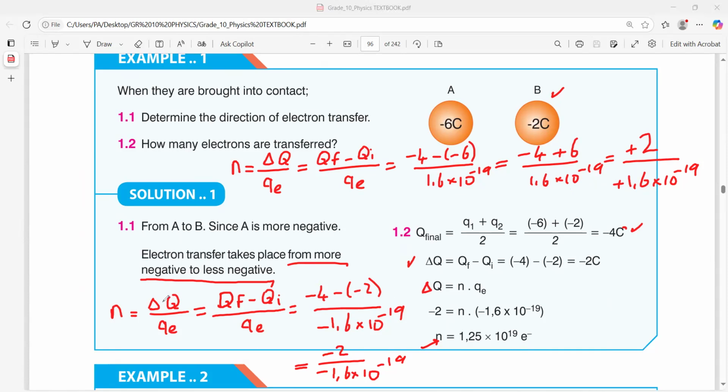So you can use delta Q. If you want, you can calculate delta Q first and then put it in this formula and calculate. It's option 1. Option 2, for Q initial I'm using Q1. Option 3, for Q initial I'm using Q2. Q2, Q1, you can use different ones. So this is our first question.